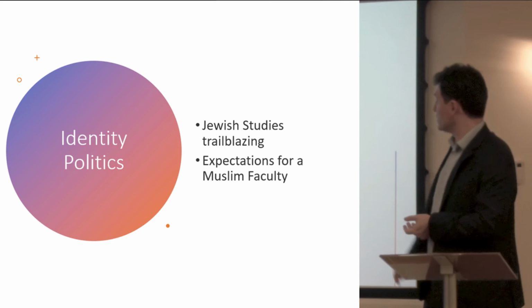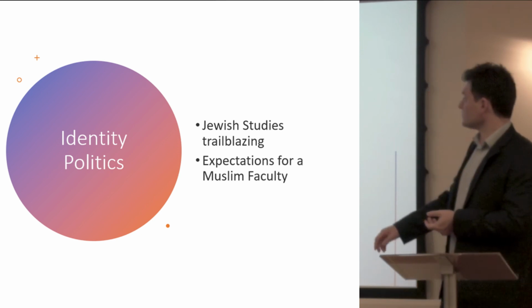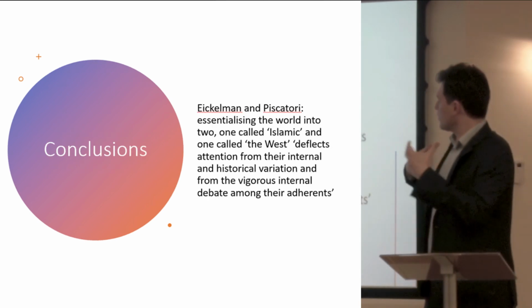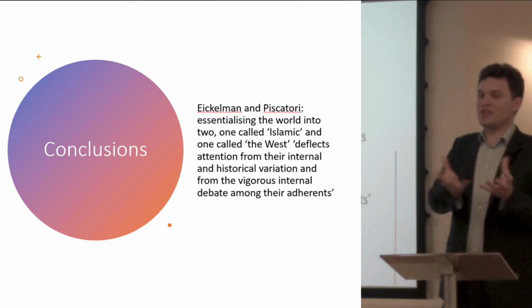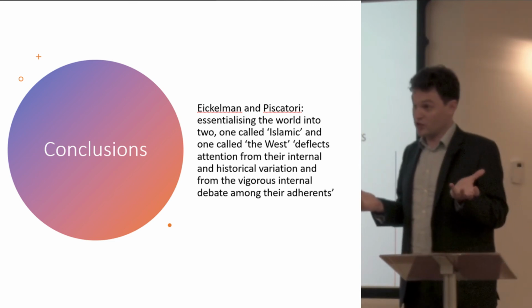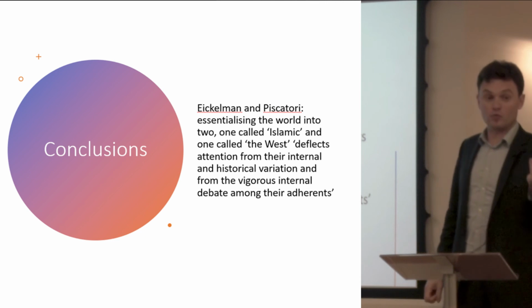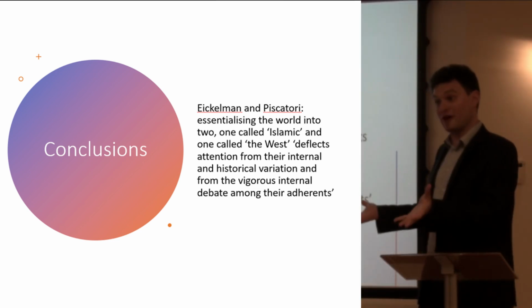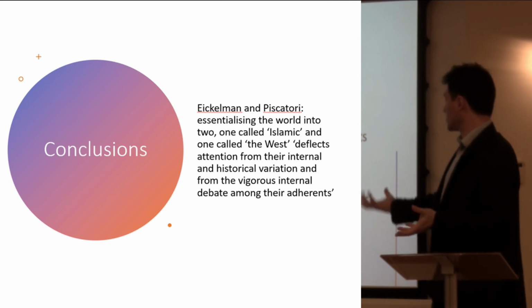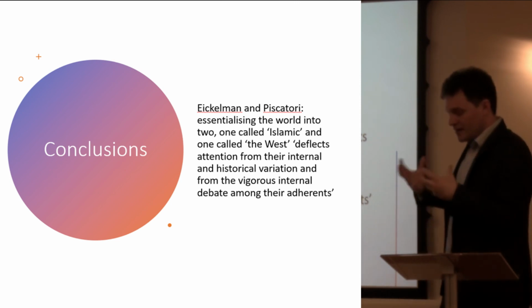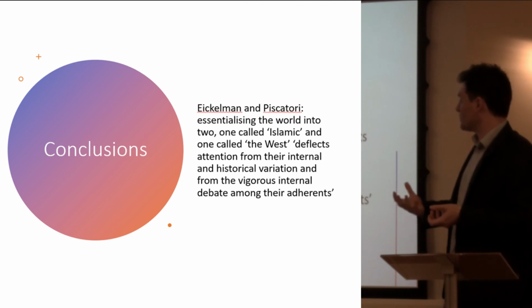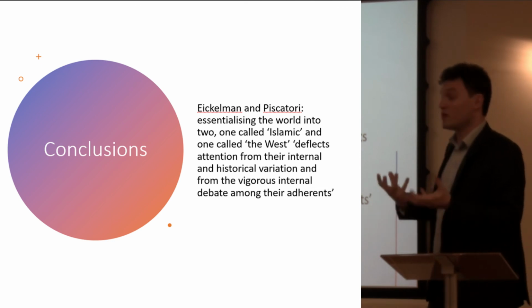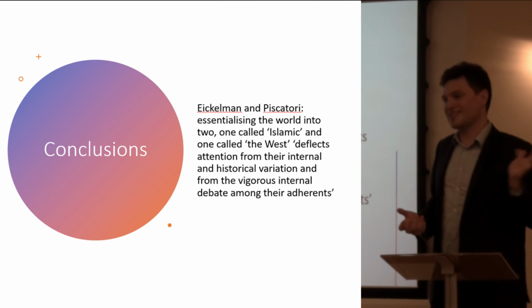So just one word of conclusion, final slide, is that often people try and describe the Islamic world and the West and make a contrast. And a lot of people who spend a lot of time and effort differentiating between different Muslim approaches would still talk about the West in general. And what we want to emphasize is that that differentiation deflects from internal and historical variation within both an Islamic world and the West.